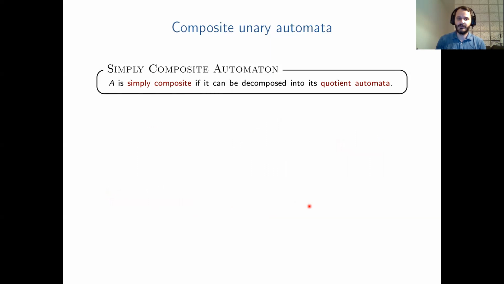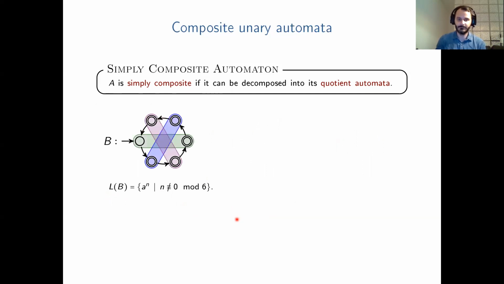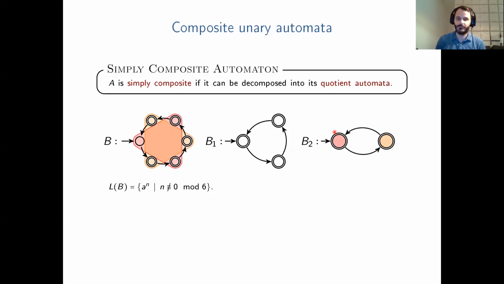Okay? Let's take another example. We'll go a bit quicker. So we take the complement of the previous automaton. This time we accept all of the words whose length is not a multiple of 6. So if I take this equivalence relation, I end up with this quotient automaton. This time, all of the states are accepting because all of the classes contain at least one accepting state. And if I take this equivalence relation, I end up with this quotient. Once again, all of the states are accepting. And so this time, the language of B is not equal to the intersection of the languages of its quotients. Both of these quotients accept everything. So the intersection also is everything, and B is not. So we have that B is not simply composite.